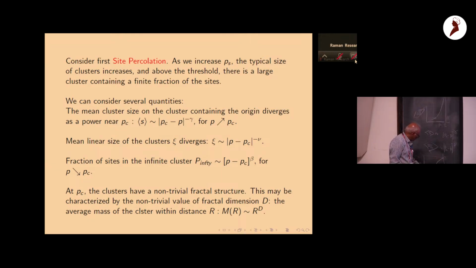Then you just ask, if you go near PC, how does this change from 0 to non-zero? It turns out that this goes as a power. So P infinity goes like P minus PC to the power, and that power is called beta. It's just a name. Beta is less than 1, so it goes up like this. Sometimes it is 1. Can I get beta bigger than 1? Okay, if you take funny graphs, it may happen.